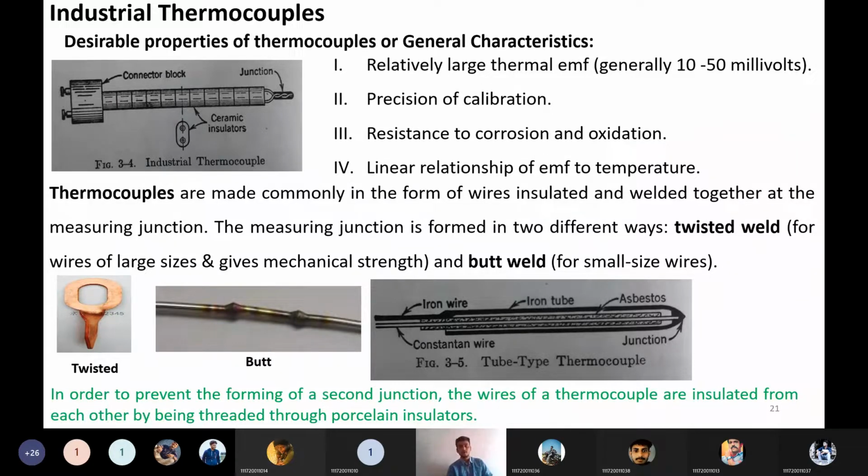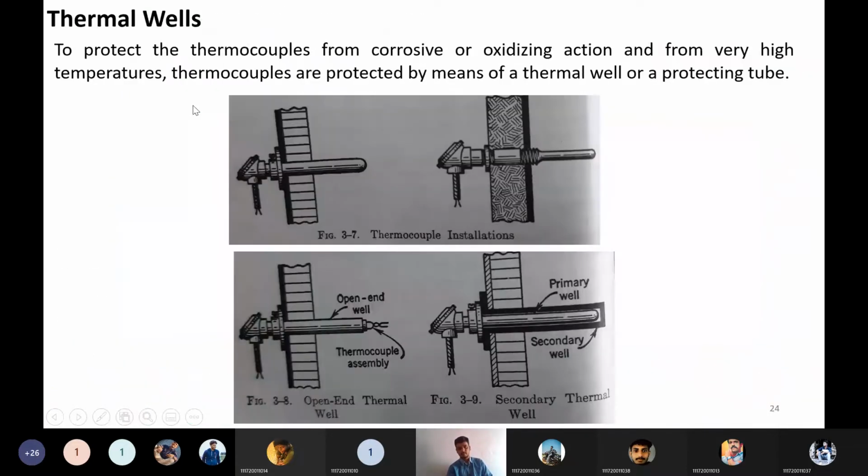So in order to avoid that type of problem, we need to keep the entire thermocouple setup in the thermal wells. That is nothing but a protective means for the particular thermocouple. So first is this one: during installation, we have to insert the thermocouple into a protective metal sheath. Therefore, if a corrosive environment is there, the outer thermal well can be damaged, but the thermocouple inside cannot be damaged. Then they will be connected with the wires like this.